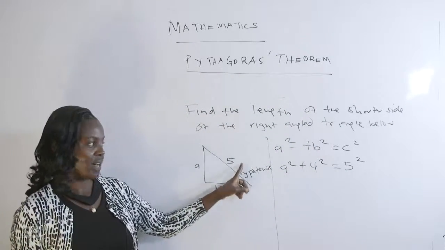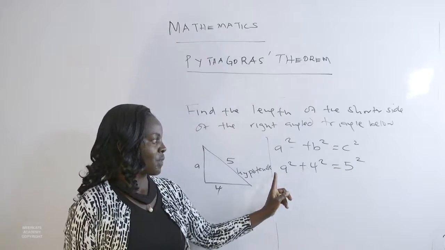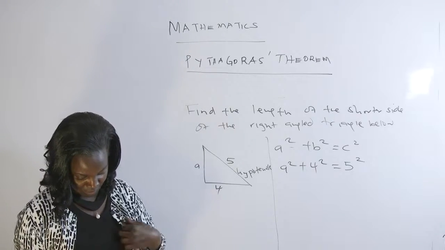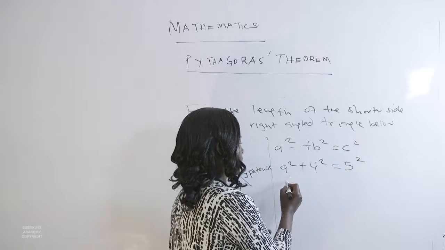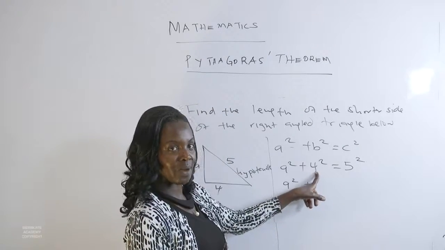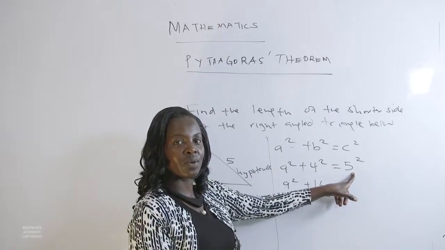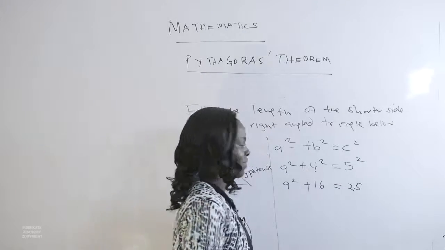The hypotenuse is 5, so that will be equal to 5 squared. So we have A squared plus 4 squared is equal to 5 squared. So we'll calculate the square of 4, that will be 16. And we'll also find the square of 5, 5 squared, that will be 25.